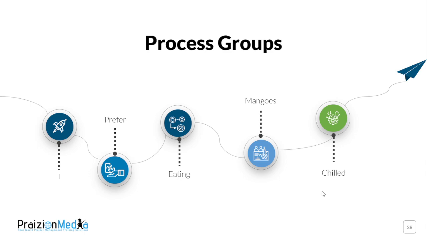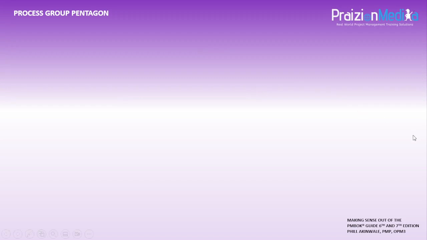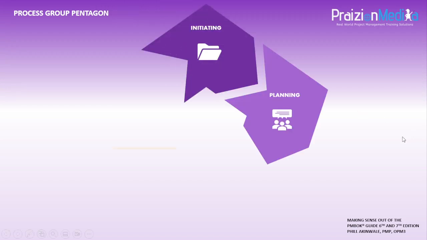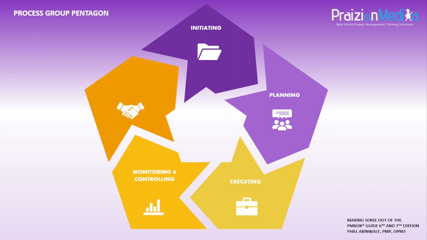So once you've mastered the sensibilities of that mnemonic: initiating the project, in other words, authorizing the project; planning the project; executing, doing the work in the plan; monitoring and controlling, checking the work to make sure that it is going according to plan; and closing out the project or phase in the project.